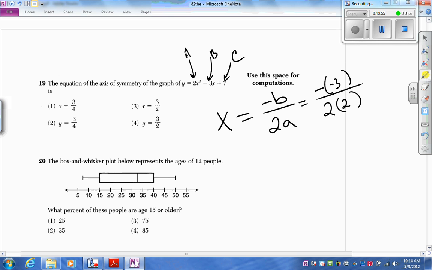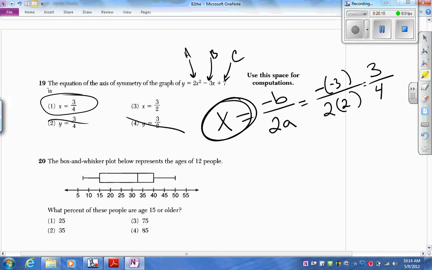So that's -3, which is 3, over 2 times 2, which is 4. So x equals 3/4. The axis of symmetry is x equals 3/4.